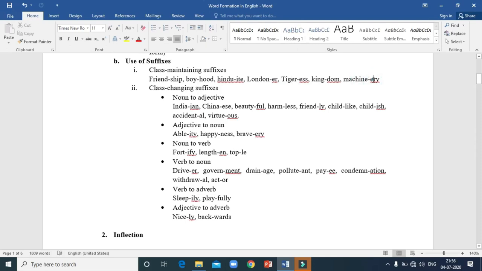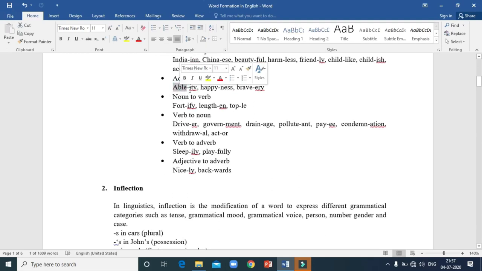Let's look at class-changing suffixes. The first category is noun to adjective. These suffixes, when added, change a noun to an adjective. For example, India to Indian. India is a noun, Indian is an adjective. Adjective to noun: able is an adjective, ability is a noun.